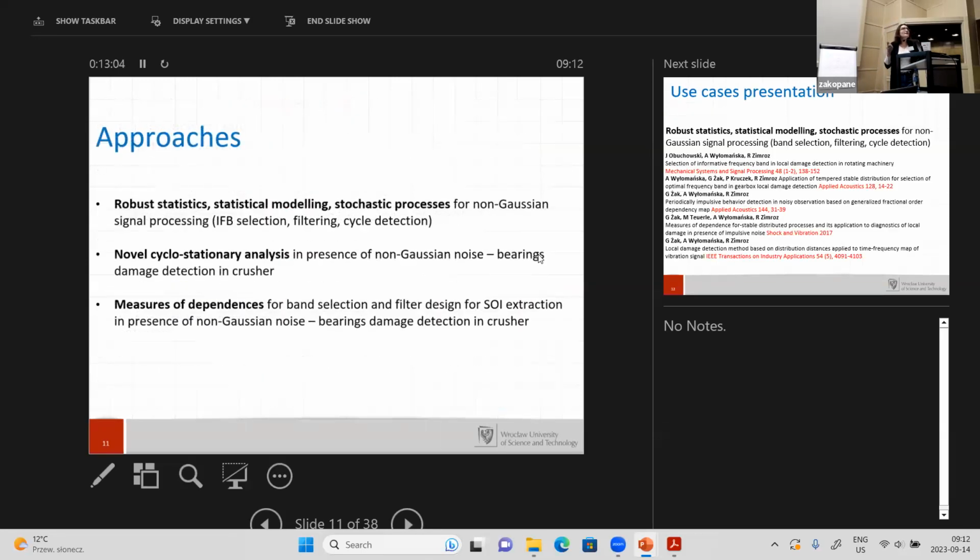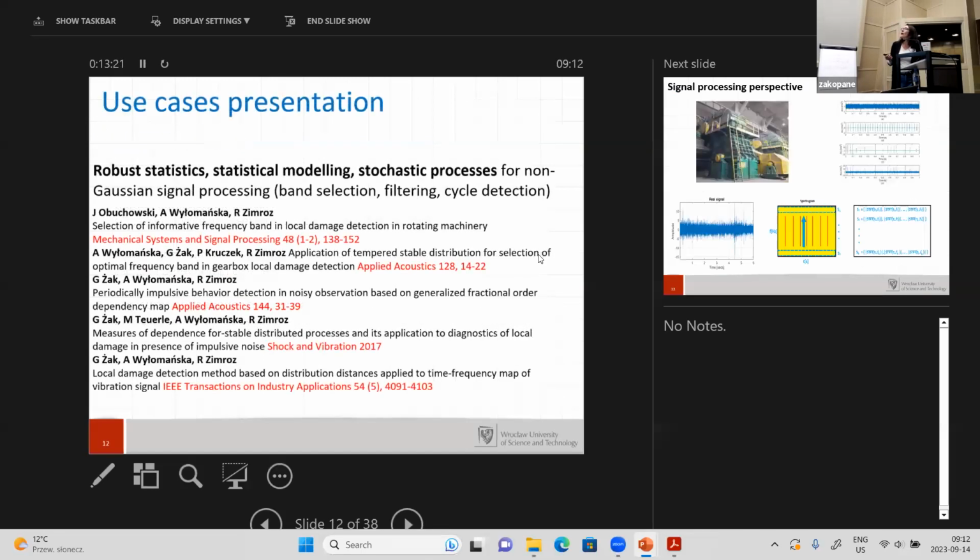Okay, and now a few examples and a few solutions that we propose for real industry. So, robust statistics, novel cyclostationary analysis, and measures of dependence for local damage detection based on the assumption of non-Gaussian signal. Okay, in the case of robust statistics, we actually started 10 years ago to propose alternative statistics that are more robust than the classical kurtosis. And here you have some examples of papers where we proposed new statistics for real problems.